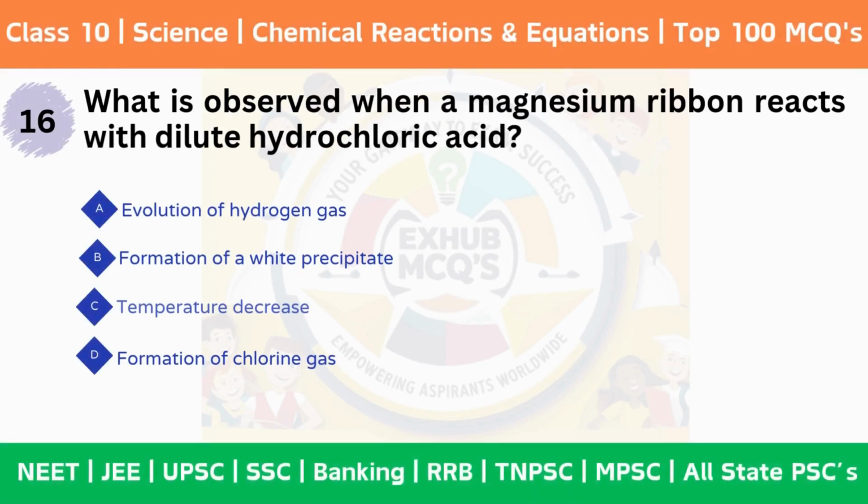MCQ 16. What is observed when magnesium reacts with dilute hydrochloric acid? Option A, evolution of hydrogen gas. Option B, formation of a white precipitate. Option C, temperature decrease. Option D, formation of chlorine gas.